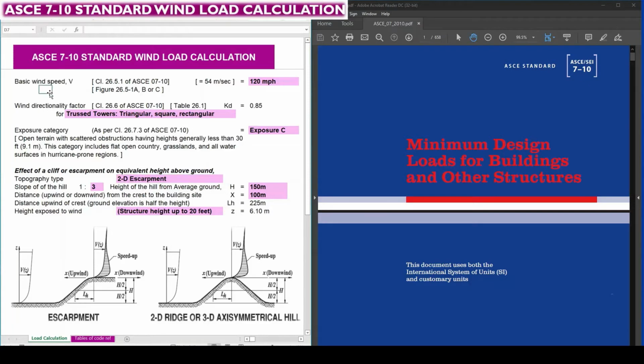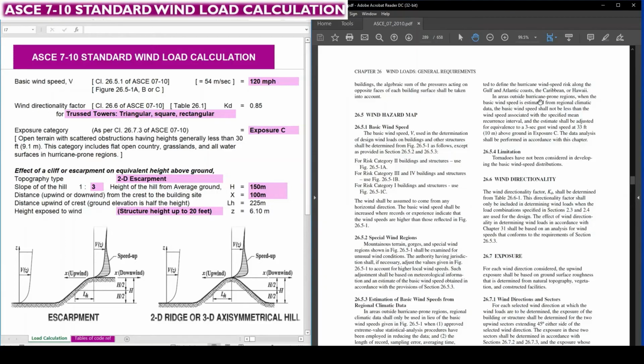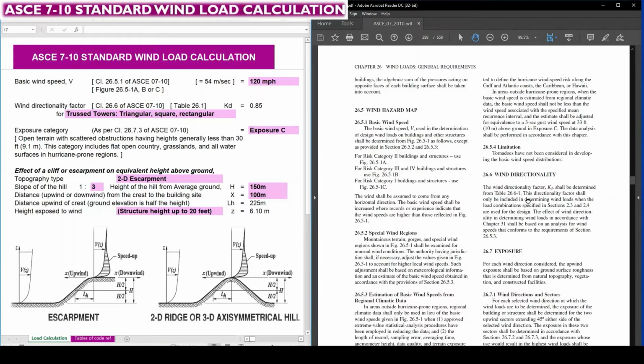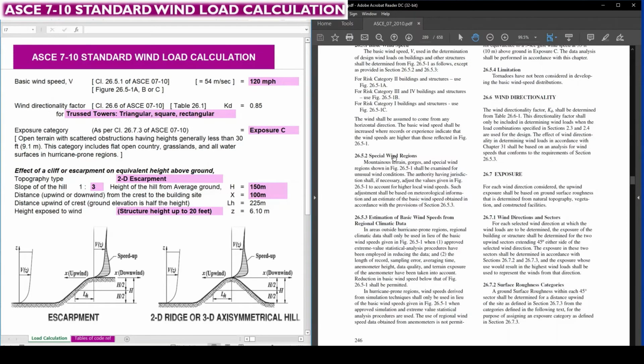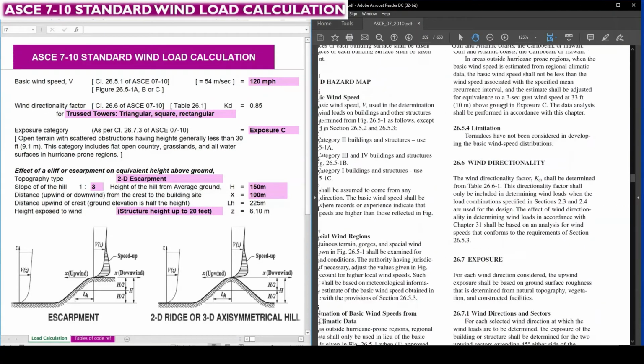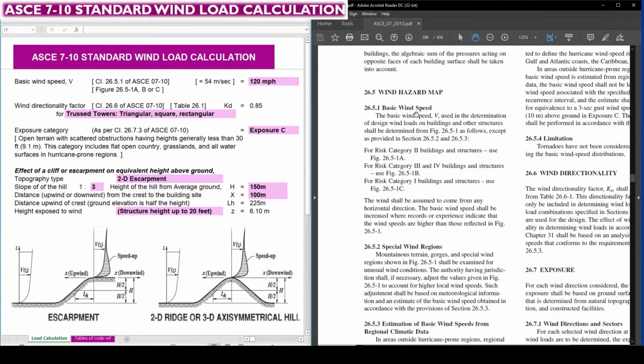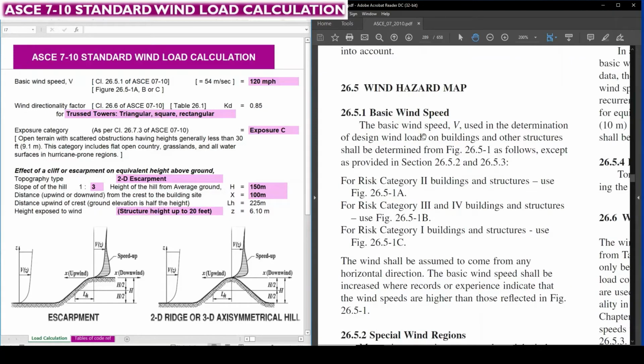The first input required is the basic wind speed V. This is as per clause 26.5.1 of ASCE 7-10. For that we need to refer to page number 289. So here the definition for basic wind speed is provided.